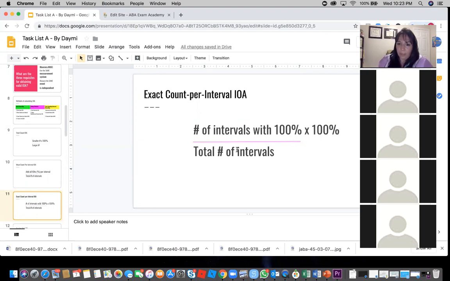So here you're looking at which ones met 100%, and then you're adding them and dividing by the total number of intervals. You guys understand that? No, can you say it again? Yeah, so here it has to meet 100%.